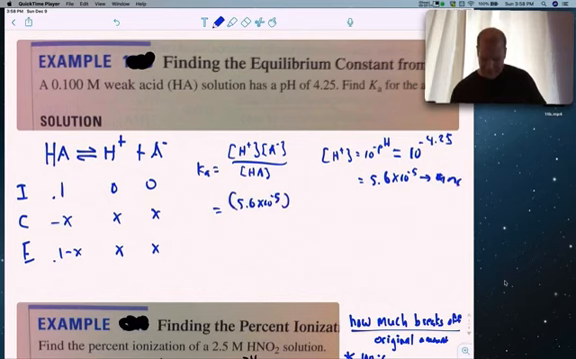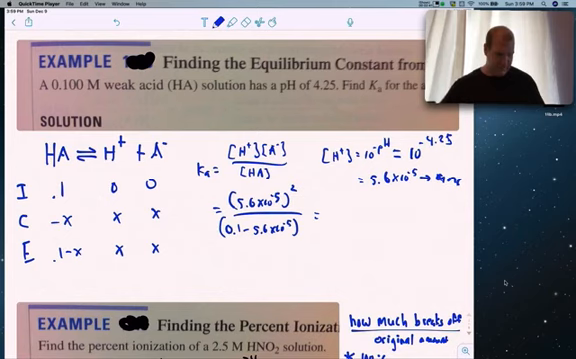And that's 5.6 times 10 to the minus 5 squared, all over 0.1 minus 5.6 times 10 to the minus 5. The bottom was 0.1. Actually, I may make that a little more explicit so it looks better. So answer squared divided by 0.1 minus the answer. And we get 3 point, how many sig figs? This is 3.16 times 10 to the minus 8.